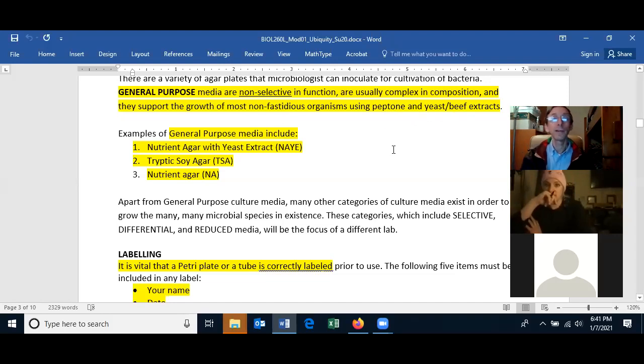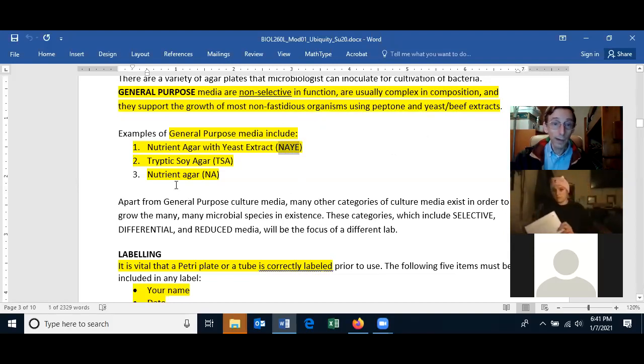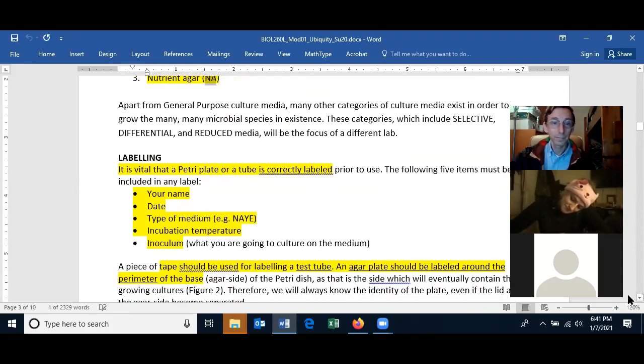Three examples of general purpose media include nutrient agar with yeast extract added, and we usually abbreviate that as NAYE, N-A-Y-E, tryptic soy agar or TSA, and then nutrient agar, or NA. Those are three common general purpose media. And they're cheap, and they allow many things to grow. Not everything, but they allow many things to grow. And they're good just because they're cheap.